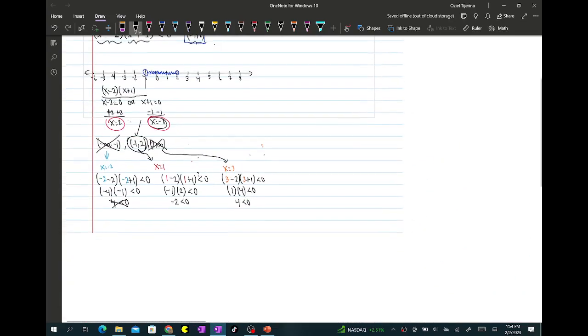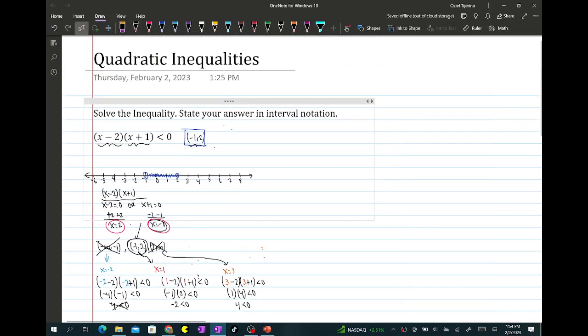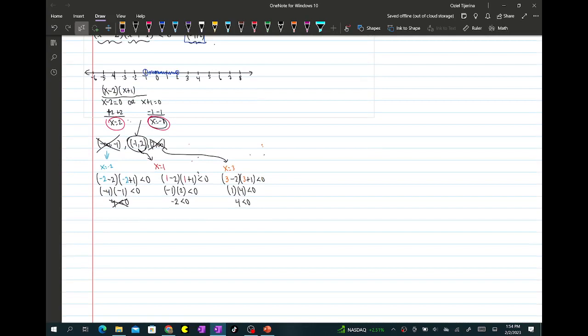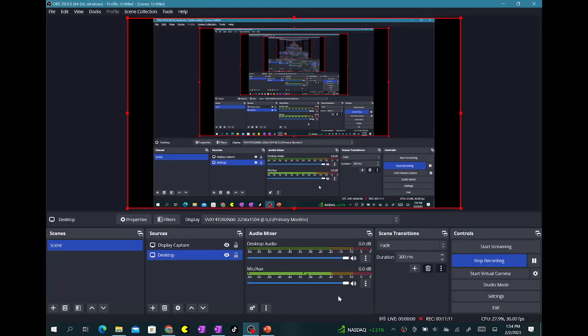So that is how you do this problem, guys. This is a very basic problem. If y'all have any questions whatsoever, please let me know. And I'm going to do another example in another video, but that is the basic idea of how to do this.